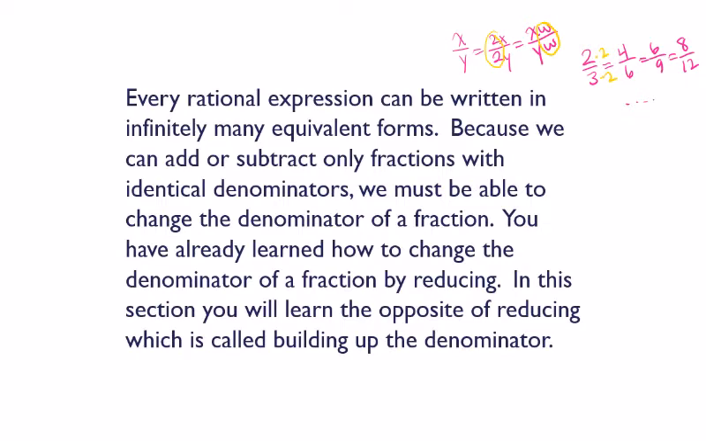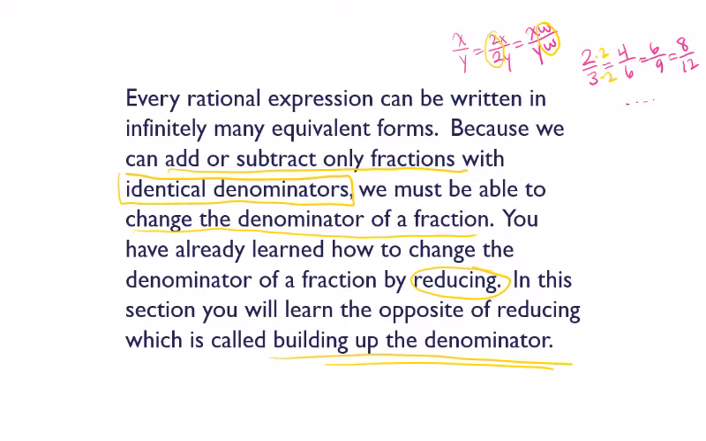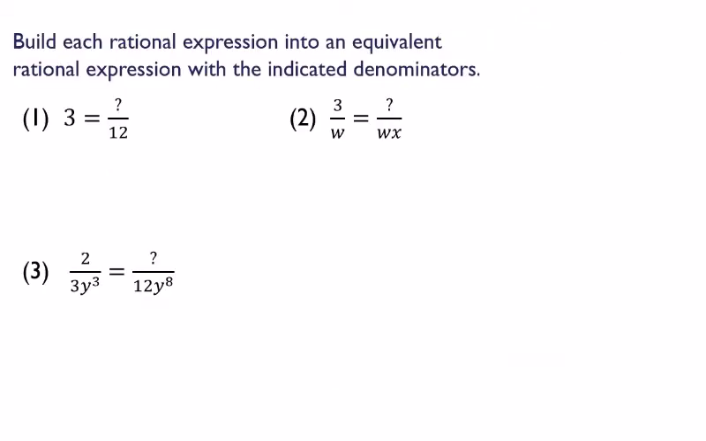Now, the reason this is important is because when we add or subtract fractions, we need to have common denominators, right? We need to have identical denominators. So we have to be able to change the denominator in order to make it a common denominator, all right? So we've talked about changing a fraction by reducing. Now we're going to be expanding or building up the denominator at times to make it match so that we can add or subtract fractions, okay? So this 6-3 is getting us ready for 6-4, which is adding or subtracting rational expressions, okay? So let's take a look at a couple examples.